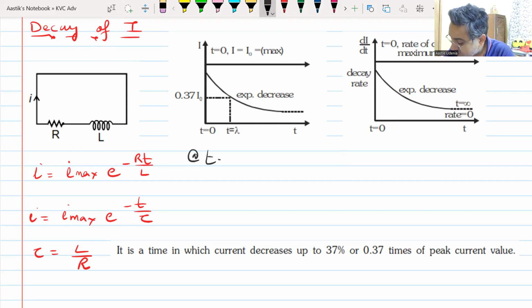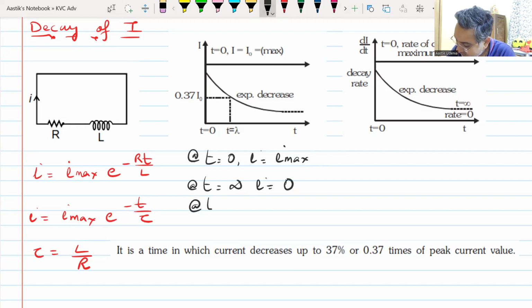At time t is equal to 0, current becomes I max. Do we understand this? Yes. At time t is equal to infinity, your current will become 0. At time t is equal to tau, the current will become 0.37 times of I max. Do we understand this? Yes, sir.